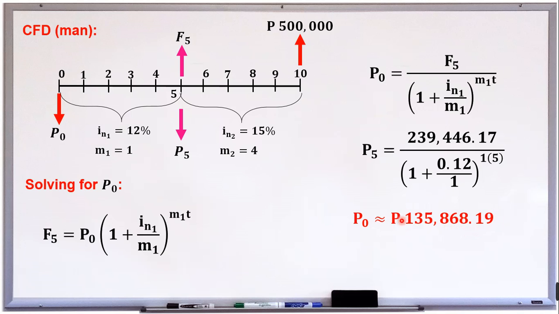135,868.19. So this is the amount of money that the man should deposit today in order to give 500,000 pesos to his son 10 years from now. So the answer is letter A.